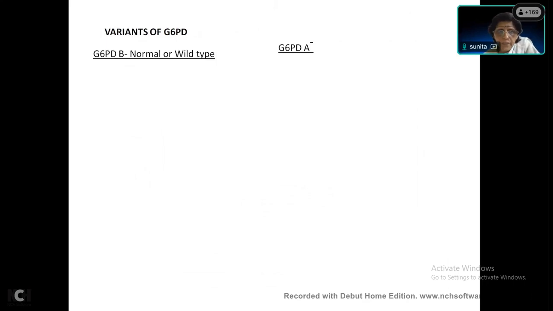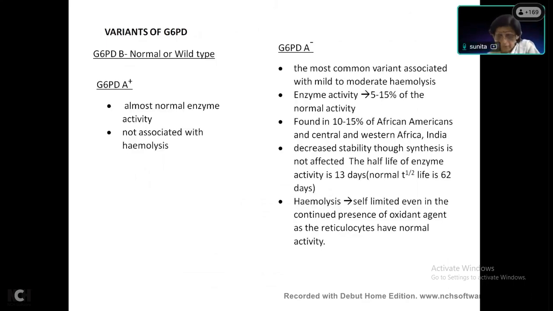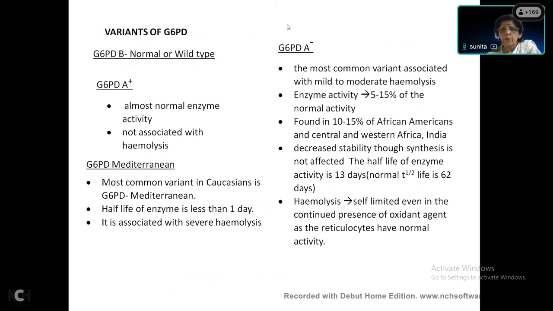There are various variants of G6PD. I am not going into the detail of these because this will be covered, I think, in your next lecture. But the two variants which I want to emphasize, one seen in India also, is G6PD A-. The important thing to remember is, when the cell is formed, the G6PD activity is normal. But as the cell matures, the half-life of the enzyme activity is only 13 days, while normal is 62 days. That means as the cell matures, it will rapidly decrease in the G6PD A- variant.